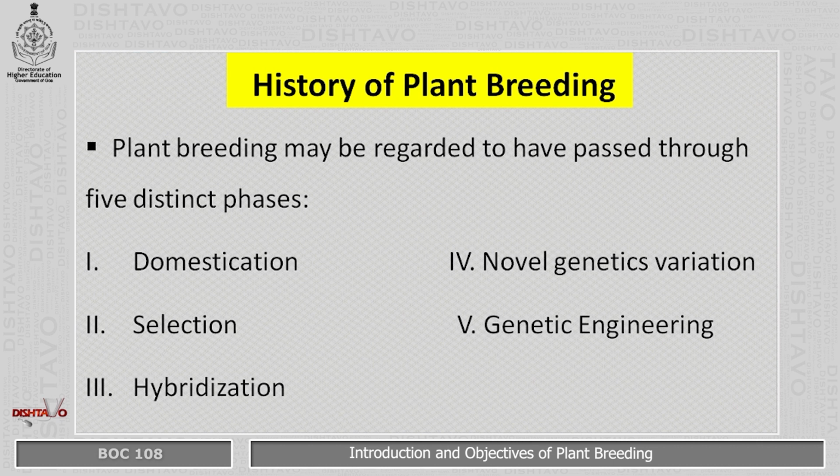Plant breeding is regarded to have passed through 5 distinct phases. The first phase is domestication, second is selection, the third is hybridization, fourth being novel genetic variation, and the fifth is genetic engineering.